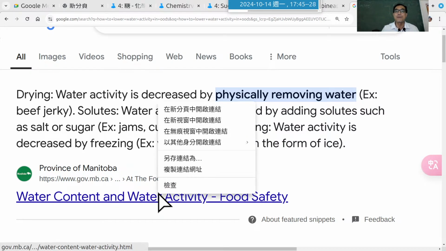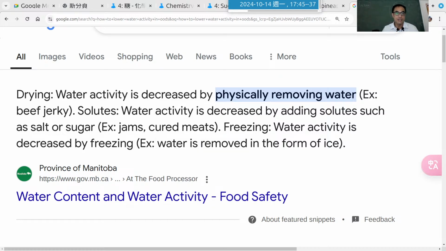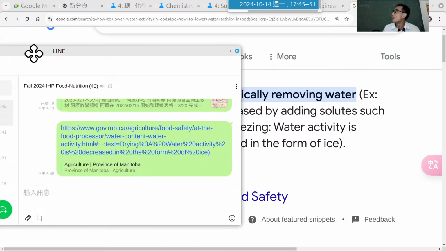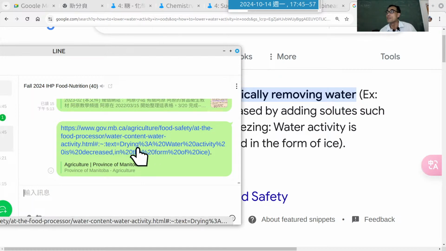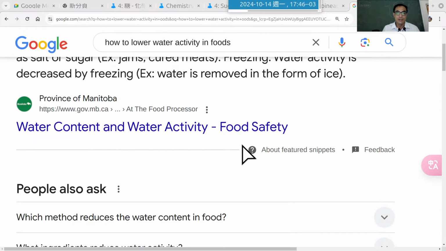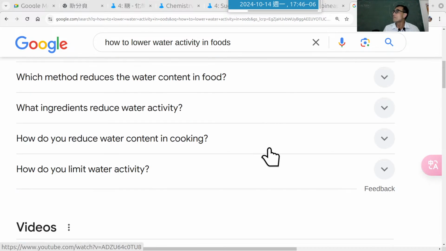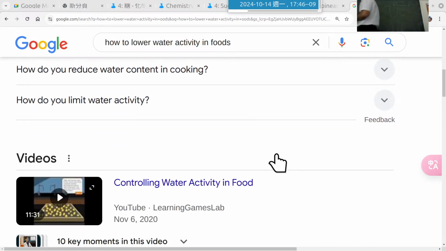Okay, let me copy this link, then paste it. Okay, let's see. Here is an online group. I copy and paste the link to you. You don't need to write down the notes. You write down your opinions. Okay, ready for you.